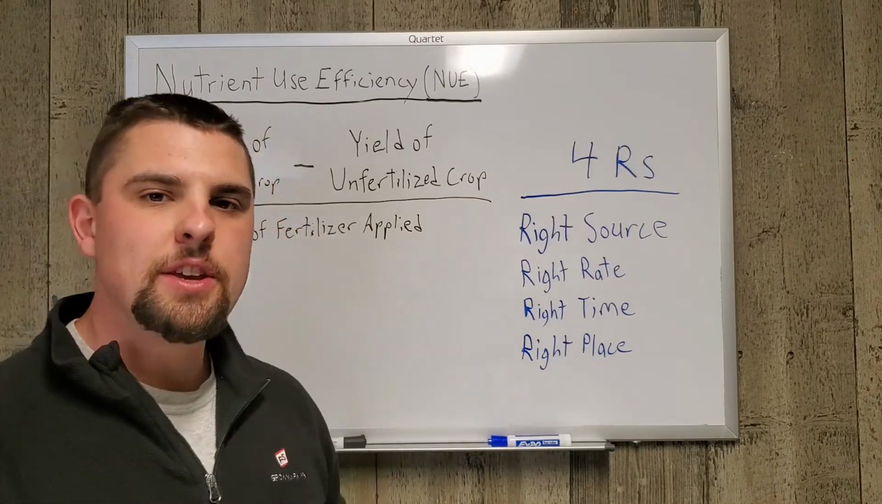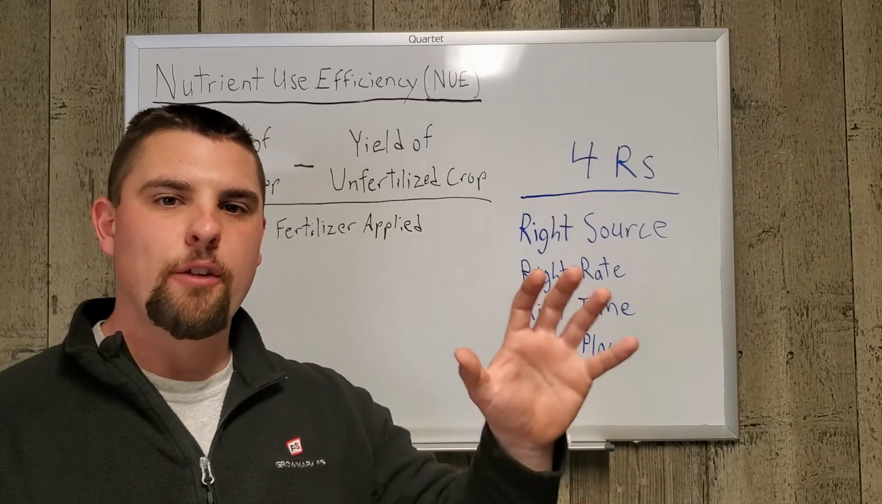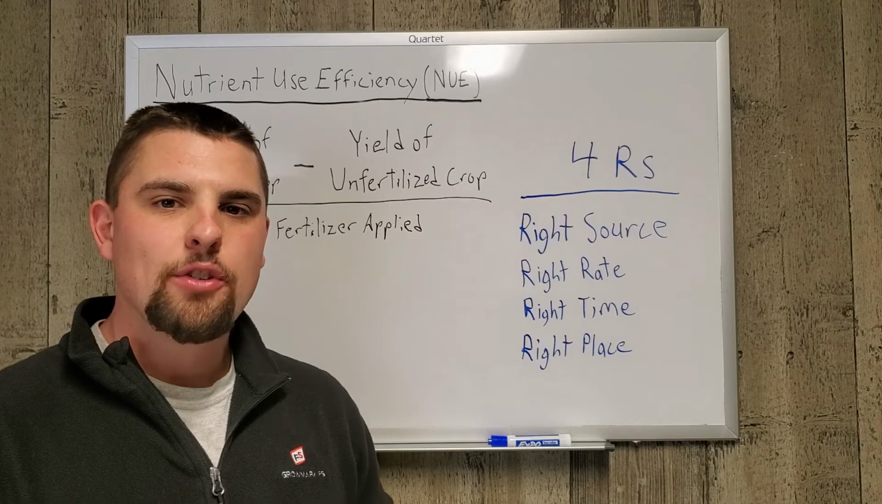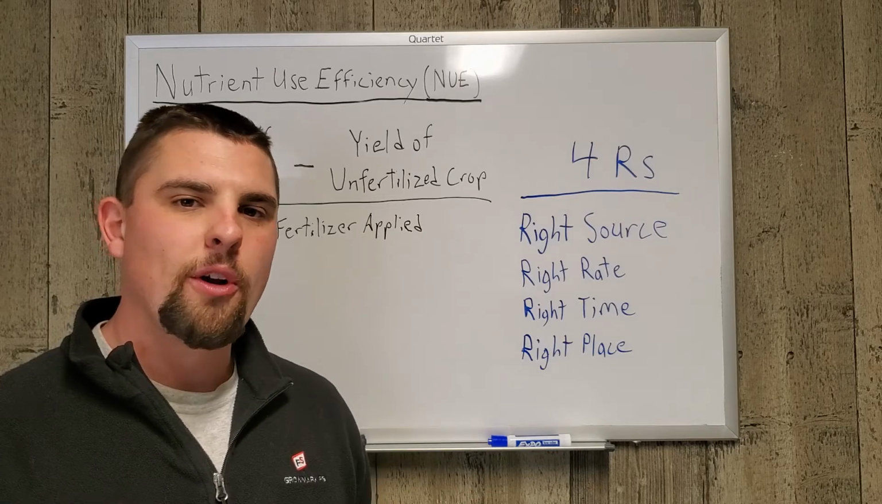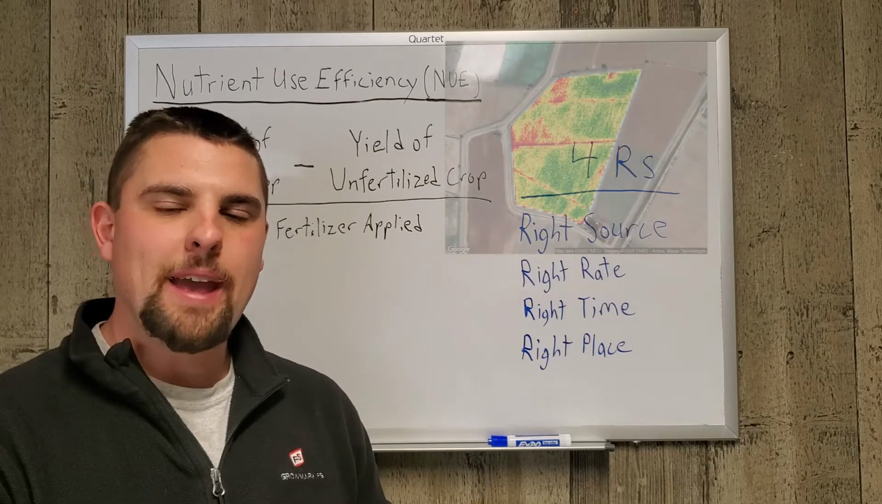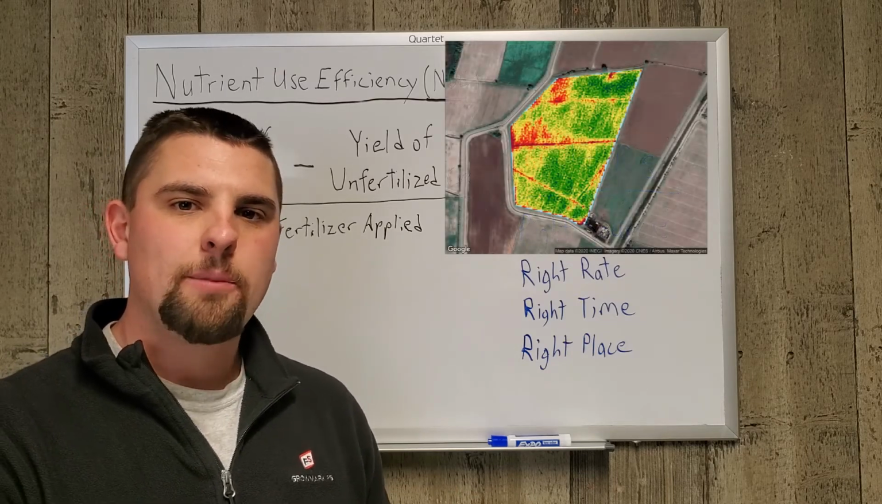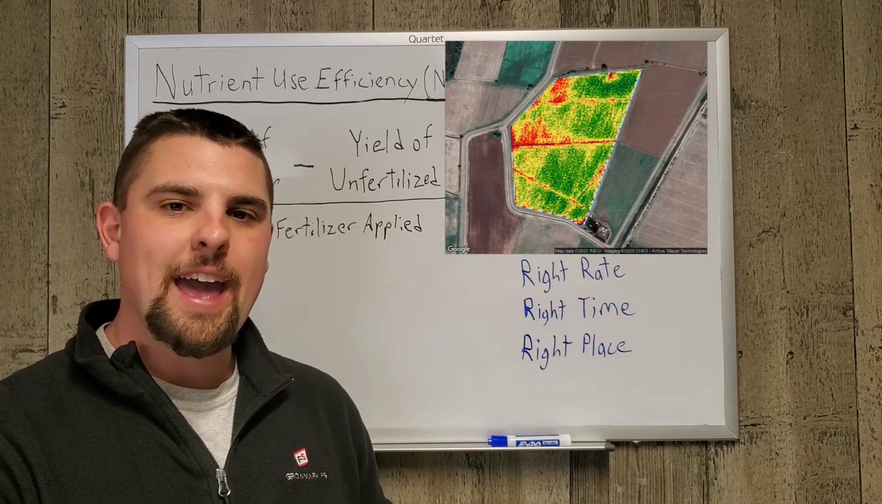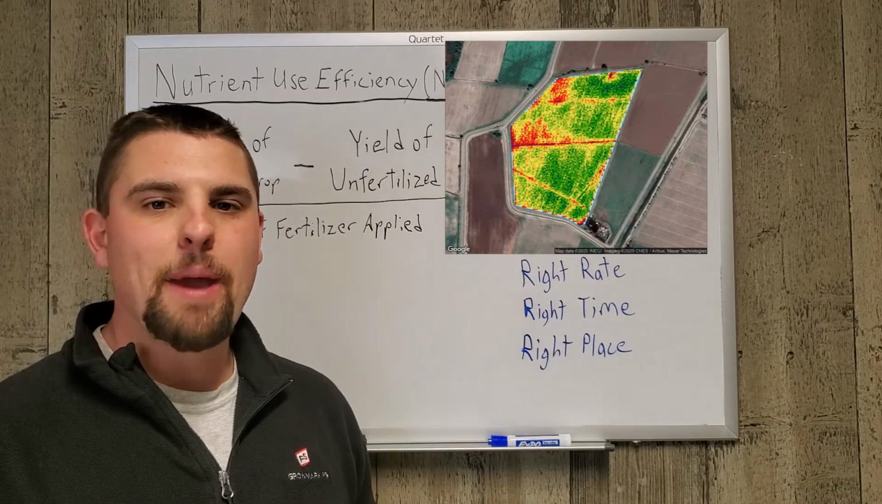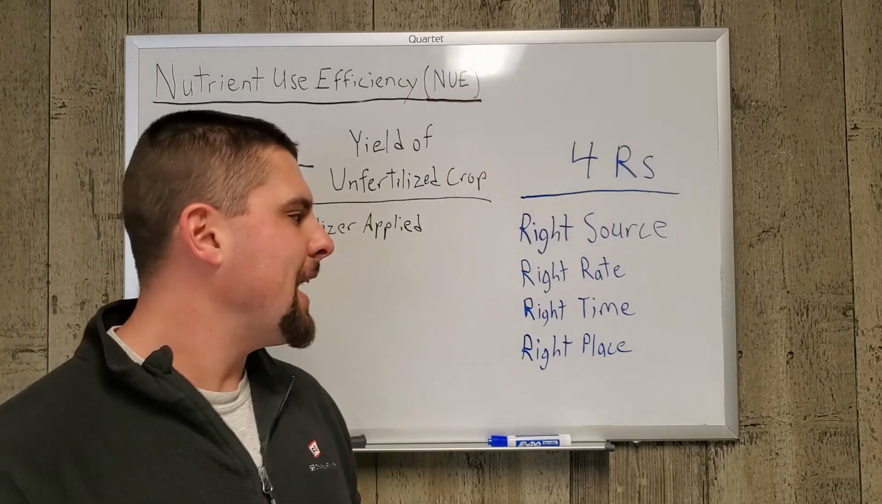For the right rate, we want to match the rate of nutrient that the plant needs as closely as possible with the rate that we apply, so that there's none wasted that we paid for that can then be lost in the environment. So we use things like soil tests, PSNT tests, chlorophyll meter readings, and NDVI imagery to determine what exactly is the need of that crop, and then based on that, we make our nutrient application.